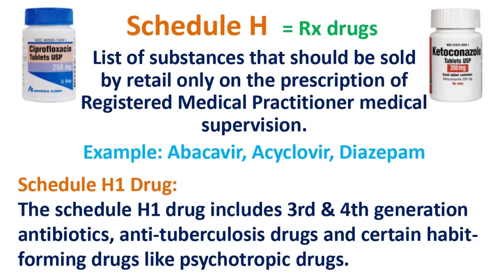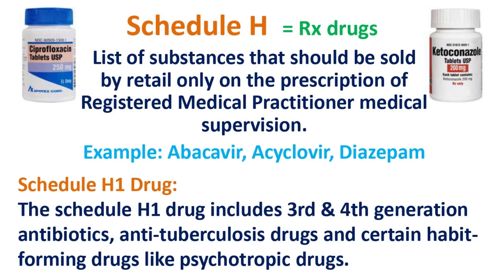Schedule H. H means RX drugs. Here, these are the list of substances that should be sold by retail only on the prescription of a registered medical practitioner, and that is under medical supervision. Examples for these drugs are abacavir, acyclovir and diazepam, etc. These are the drugs to be sold under medical supervision only.